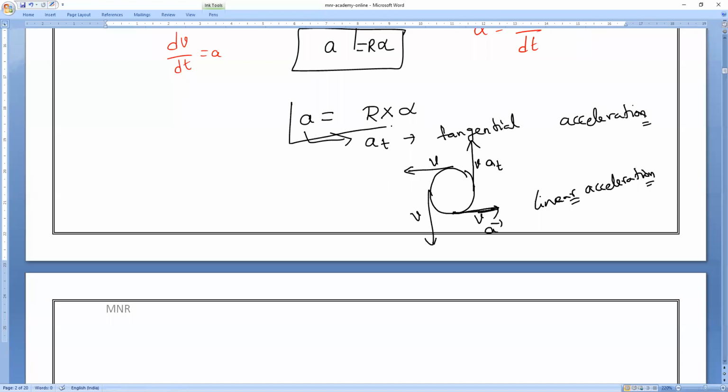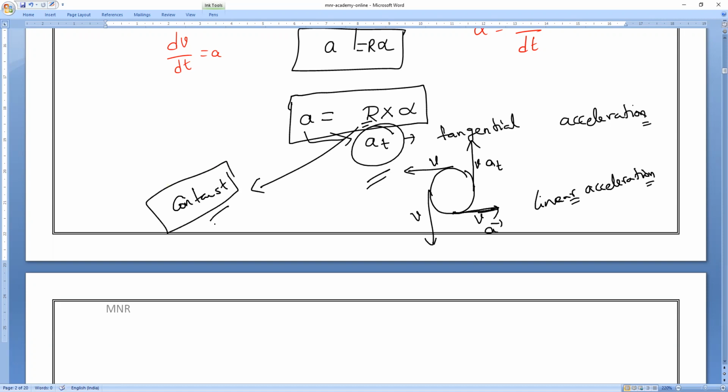So whenever I say a is equal to r alpha, where alpha is angular acceleration, keep it in mind that a is the linear acceleration, actually the tangential acceleration. Always remember that r remains constant, because r means radius. That is what you have to remember. Is it okay, everybody? Clear?